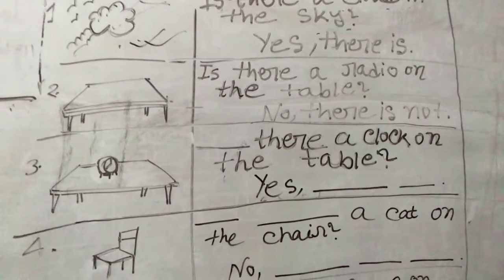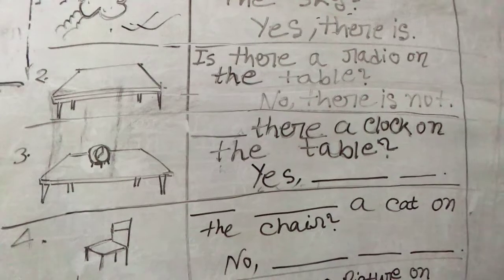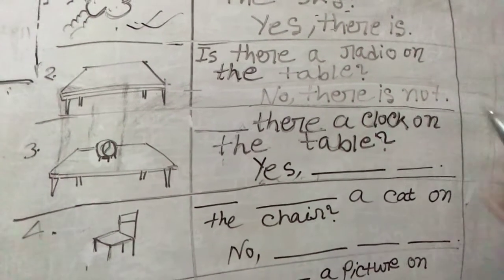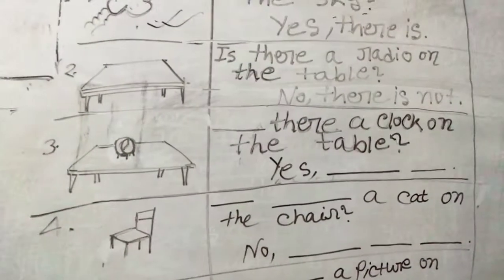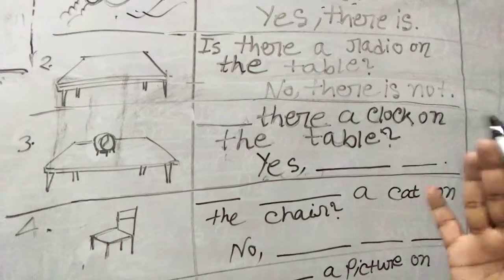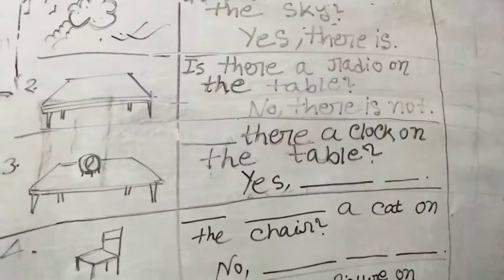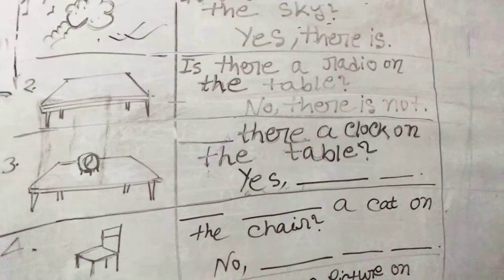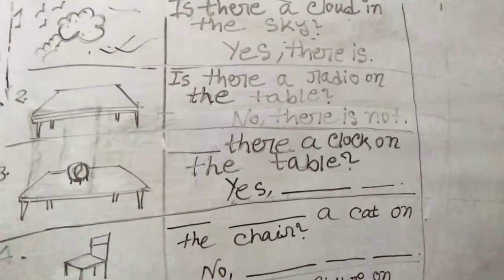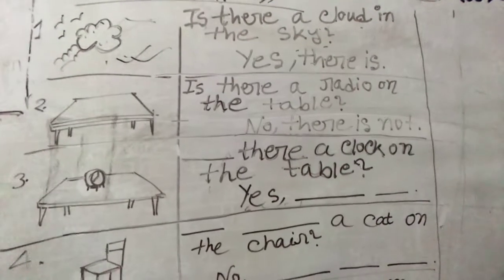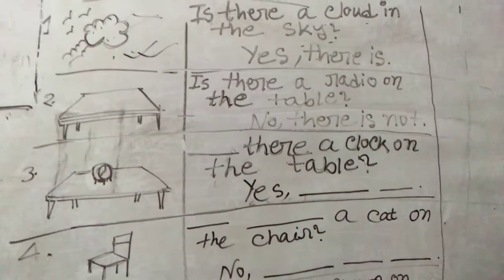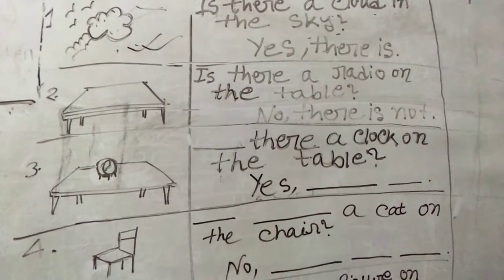So here, is there a radio on the table? Do you see anything on the table? Let alone the radio, we can see nothing here. We can't see anything. Is there any object on the table? No. If there is nothing, then we can't write yes. Of course we need to write no, there is not.